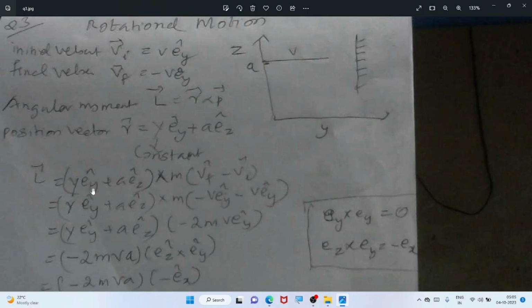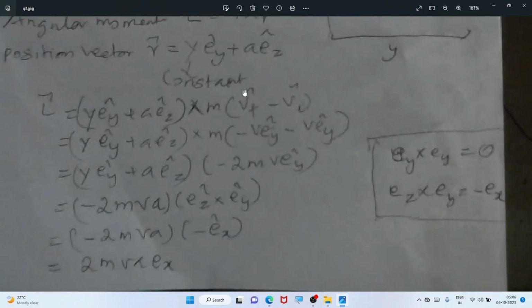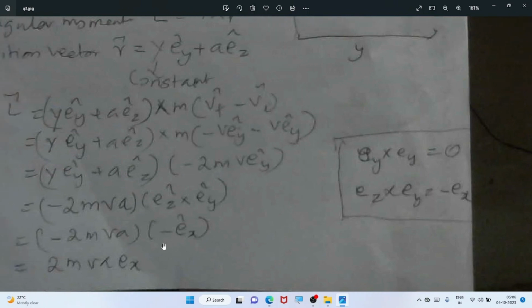L equals position vector cross linear momentum, the final minus initial. This is the final velocity minus ey, the initial velocity, and this one is the position vector. After multiplication, the important thing here is that the cross product of the same vector, y into y, will be 0, so z into y will be minus x. When you do ez cross ey it will be minus ex.